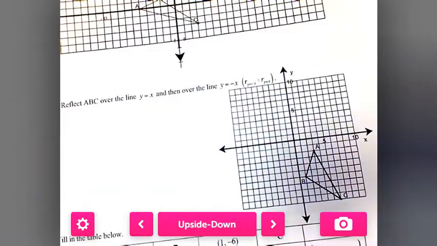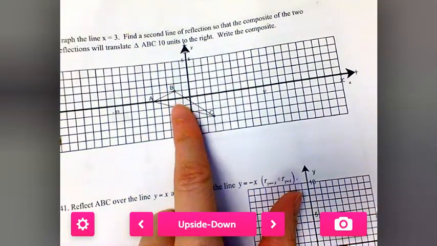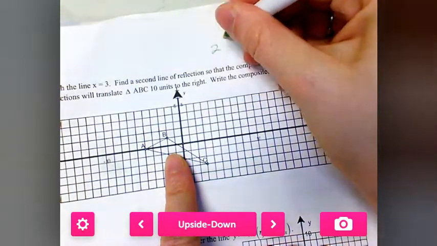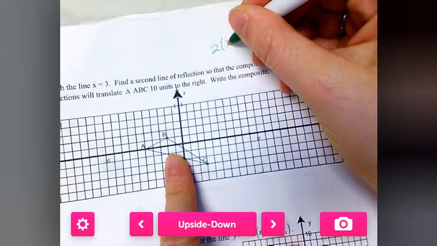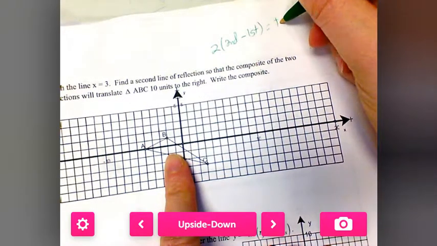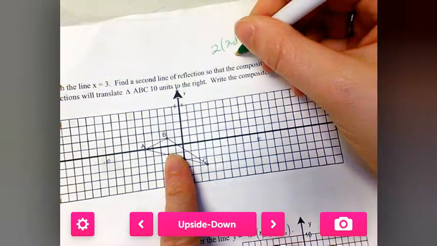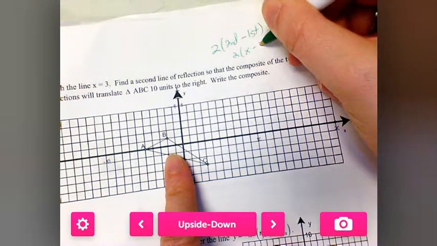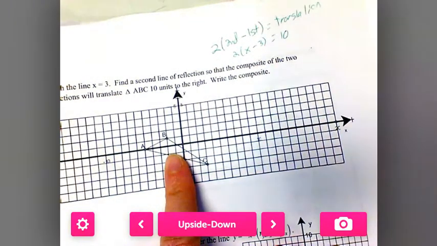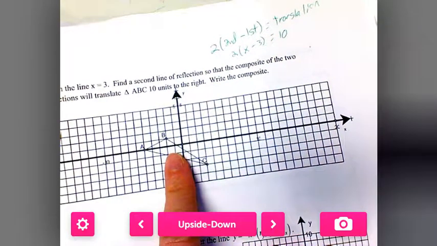All right. What if we move to 40? I get a lot of people that ask questions about how to do this. Do you guys remember it's 2 times the second line of reflection minus the first equals the translation? So if we go 2 times x minus 3 equals 10, you can solve for what x equals. You'll find that x equals 8.